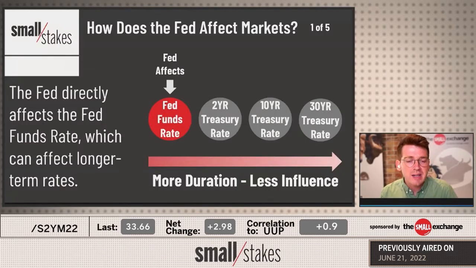Now, the Fed directly affects the Fed funds rate, which can then affect longer term rates. The Fed funds rate is a very short term rate. It's very specific around its use of bank to bank lending and everything else. But the way that it affects other interest rates and then how those interest rates then go on to affect stock markets, and those stocks can affect everything else. The sentiment of the stock market can affect volatility markets, can affect currency markets and everything else.